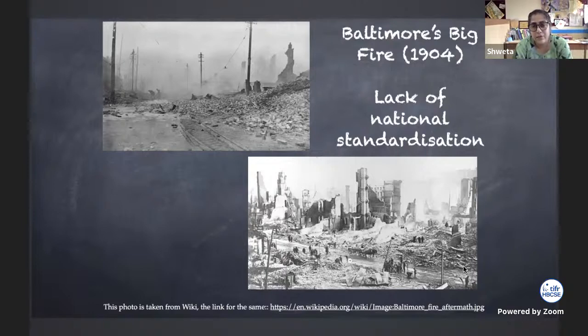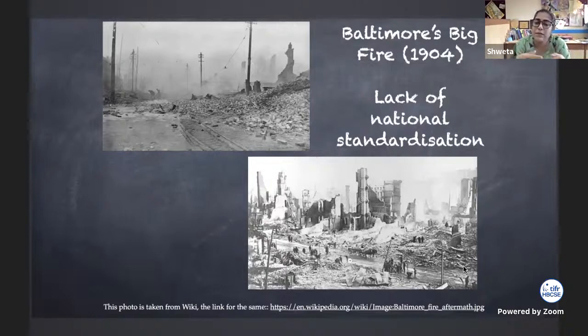So these are pictures from the Baltimore fire. It's called the Big Fire. This is from 1904, where the fire was very big. So support for fire brigades was called from nearby states as well, and nearby states actually reached with their hoses and everything. But the hydrants, the water pipes that were used in Baltimore, had different hose units, and the hoses that other states brought in were of different size.